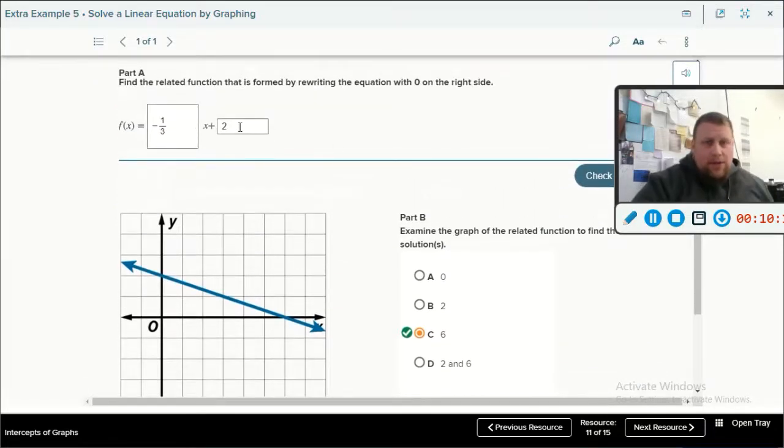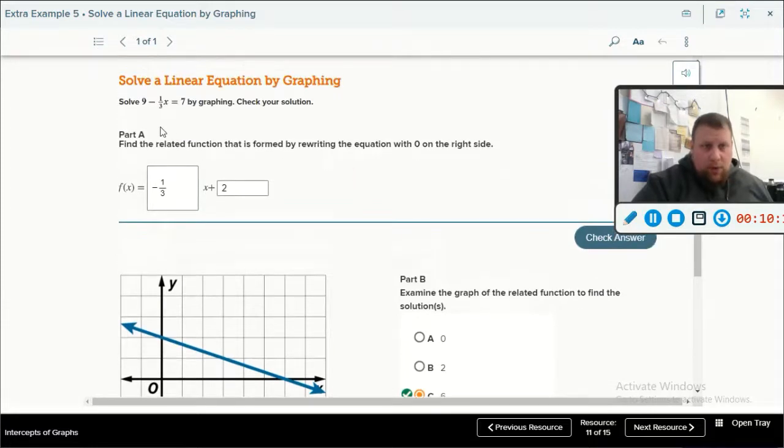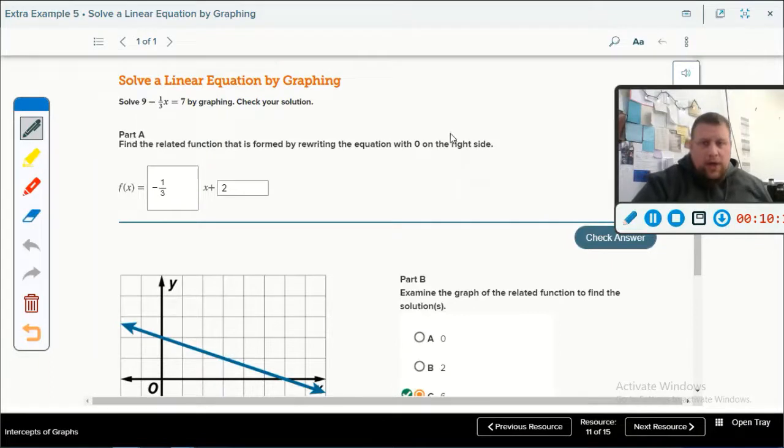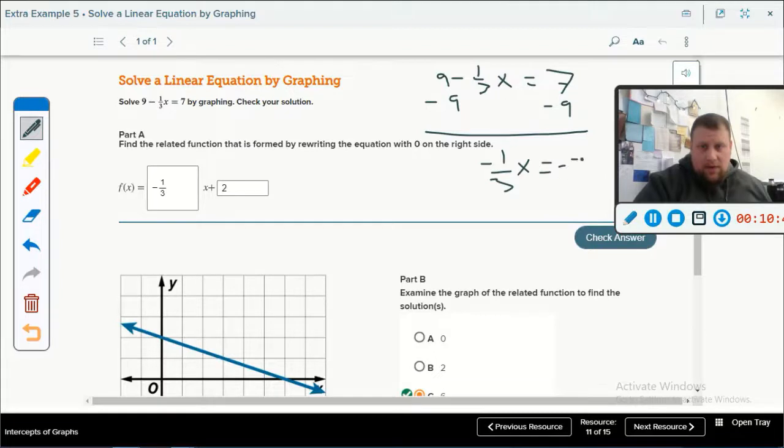And if I wanted to solve this, so what was my original equation right here? I could have solved that. So I want to show you how we could check our solution if we wanted to check it. We have 9 minus 1/3 x equals 7. Well, now I'm going to actually just solve for x. So minus 9, minus 9. I get negative 1/3 x equals negative 2.